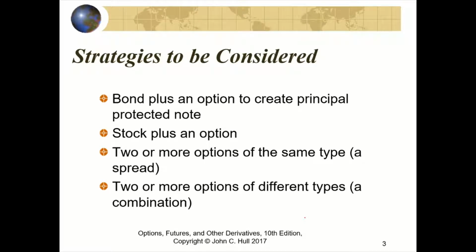Now, in this chapter, we will be discussing four main different categories of trading strategies that involve options. The first one is called the principal protected note. It mainly involves investing in a bond plus an option, and usually this option is a call option. The second category of trading strategies involves investing in an option and its underlying stock.